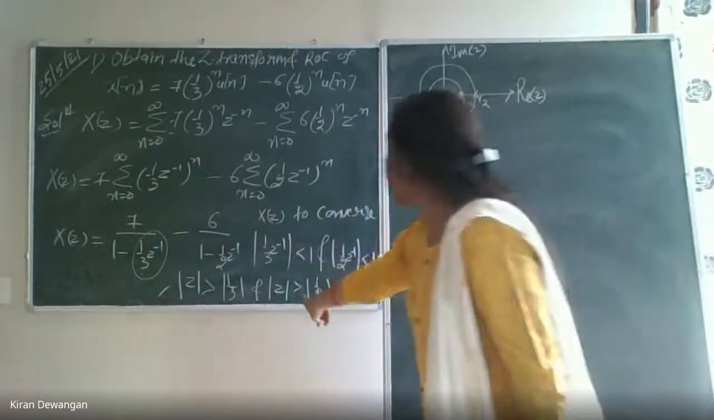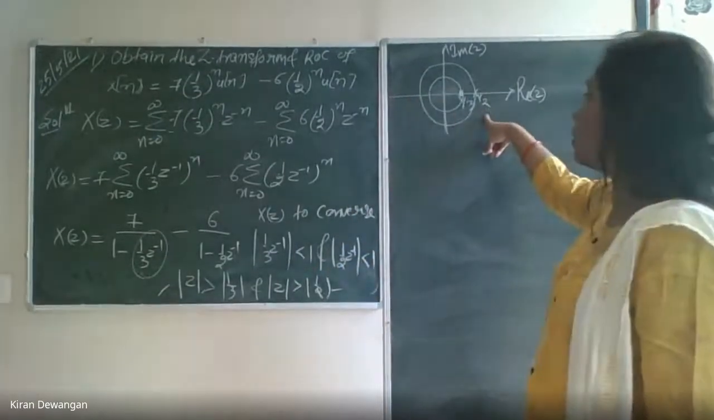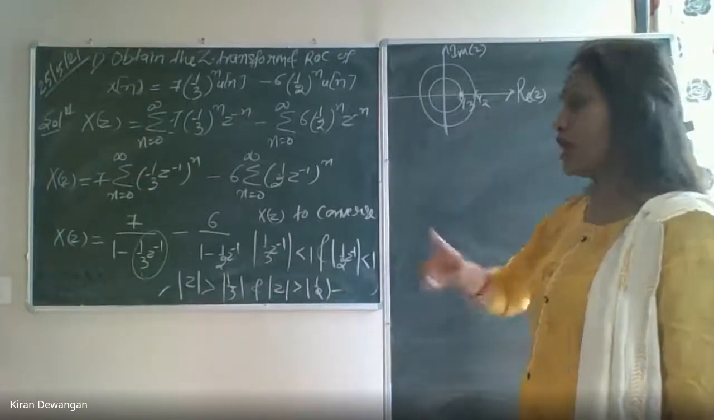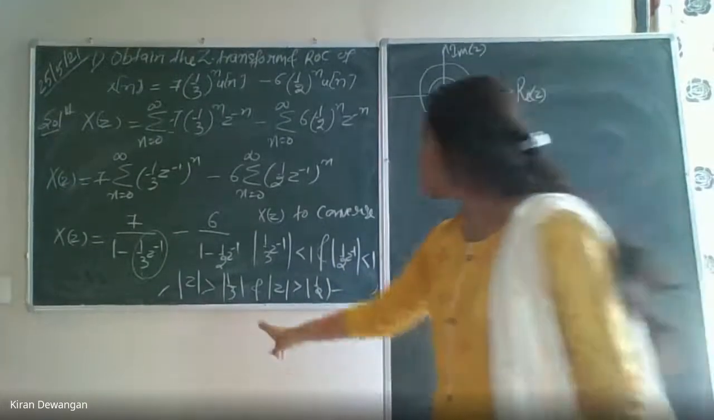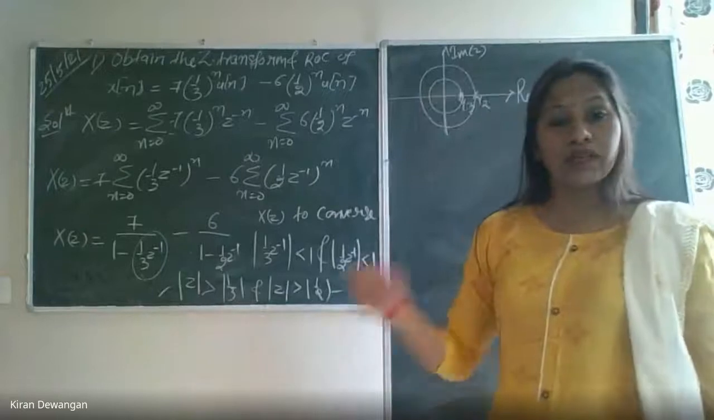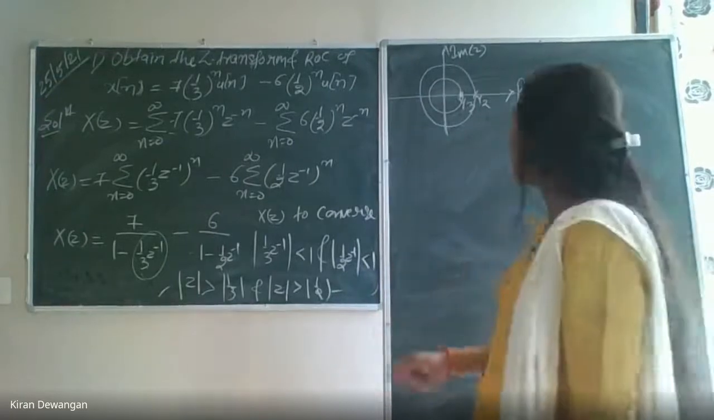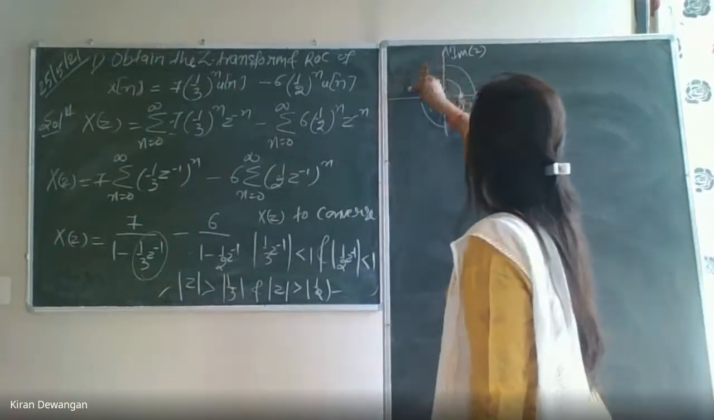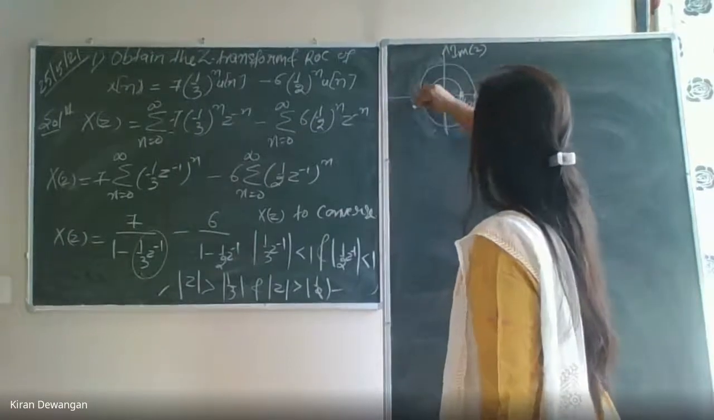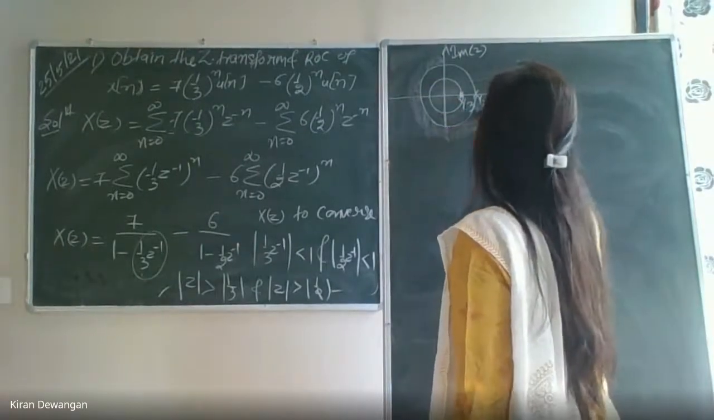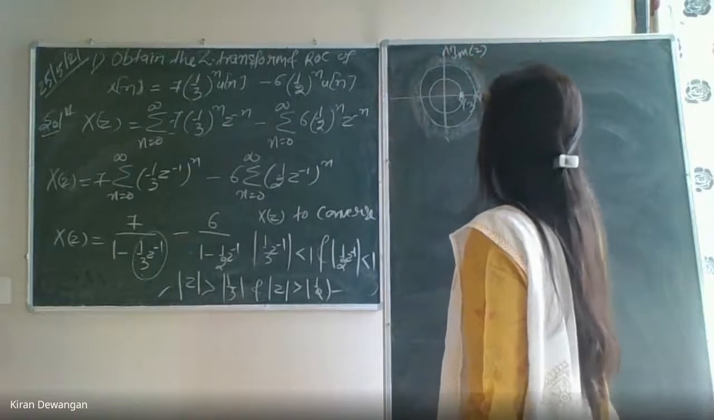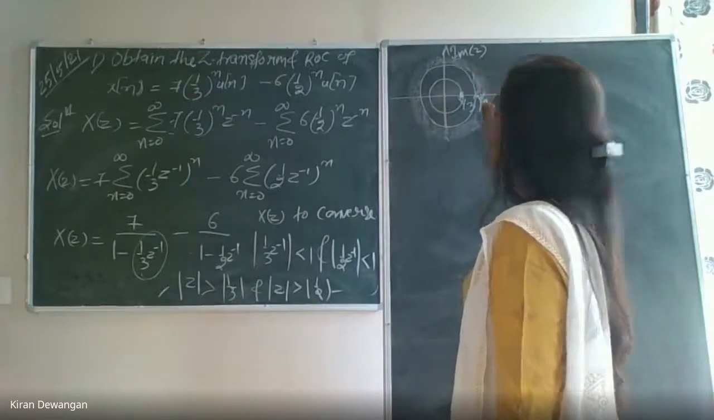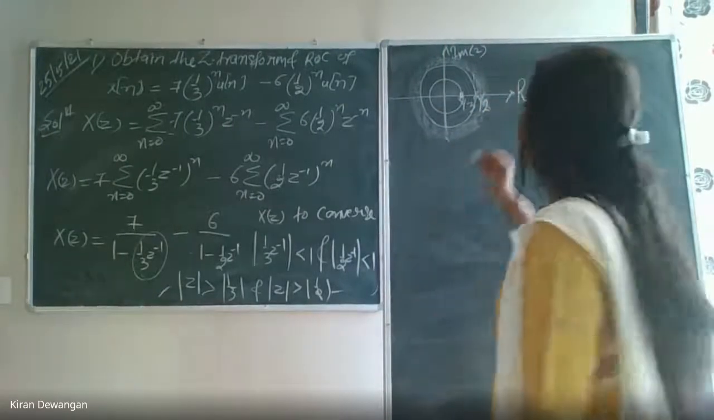And the second ROC says that the exterior of the circle of radius 1 by 2. Now we have to take both. That is, it is and हो रहा है, मतलब we have to take both the conditions together. That means the ROC will be the exterior of the circle of radius 1 by 2, which is common in both. जो दोनों में common है. ठीक है? So we have to take the exterior of the circle.